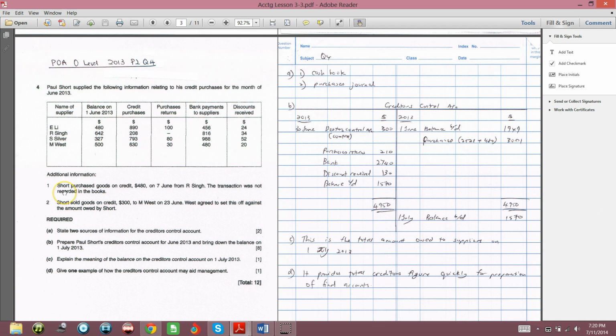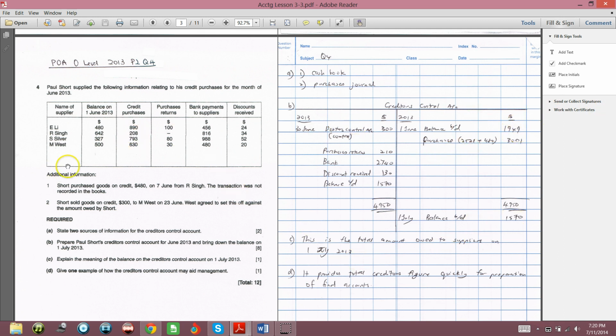And also additional information over here. Short purchase goods on credit 480 on 7 June from R Singh, and the transaction was not recorded in the books. Short sold goods on credit. So if you total up this one, balance on 1 June, you get 1949. Okay, so you get here 1949.